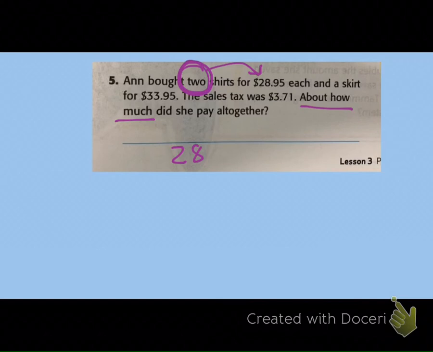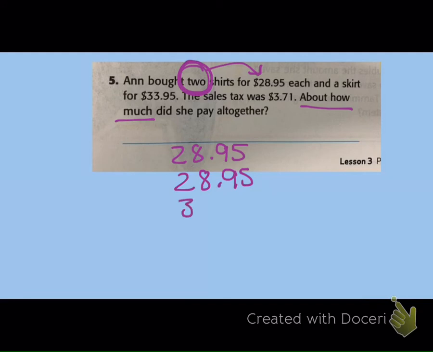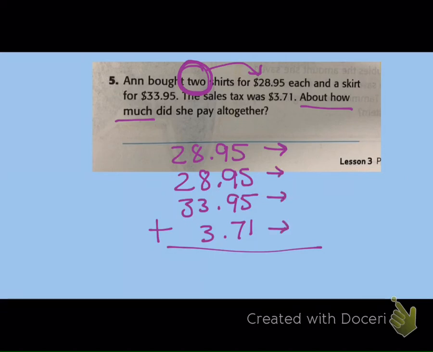So I'm going to go ahead and rewrite these numbers here. $28.95, but that needs to be written twice because she bought 2 shirts, it said. She also bought a skirt for $33.95, and tax was $3.71. So let's go ahead and estimate this. We're getting a total. So let's go ahead and draw our little arrows here.